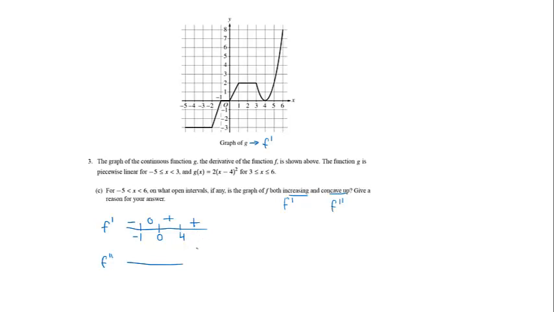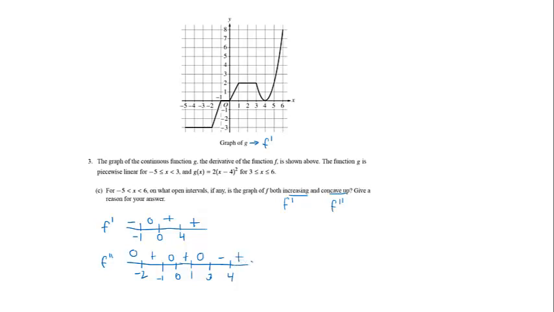And then f double prime, if this is f prime, to get to f double prime, we will be looking at the slopes. So if I look at the slopes all the way till I get to -2, the slopes are going to be 0. And then from -2 to -1, my slopes are positive. Between -1 and 0, my slopes are 0 again. From 0 to 1, my slope is positive. From 1 till I got to 3, my slope is back to 0. From 3 to 4, my slope is negative. And then 4 onward, my slope is positive.